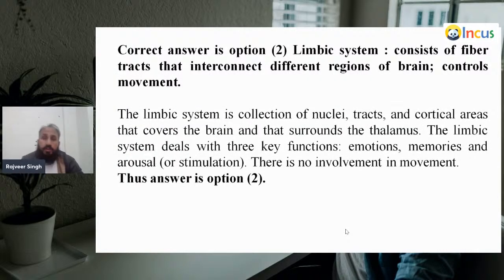If I talk more in favor of this option, the limbic system is a collection of nuclei, tracts, and cortical areas that cover the brain and surround the thalamus. The limbic system deals with three key functions: emotions, memories, and arousal or stimulation. There is no involvement in movement, so the answer will be the second.